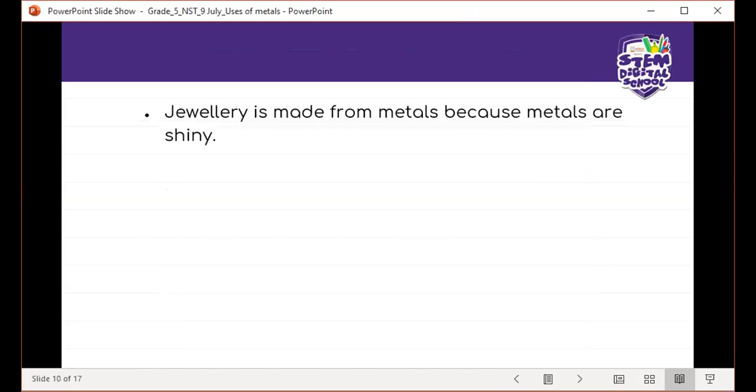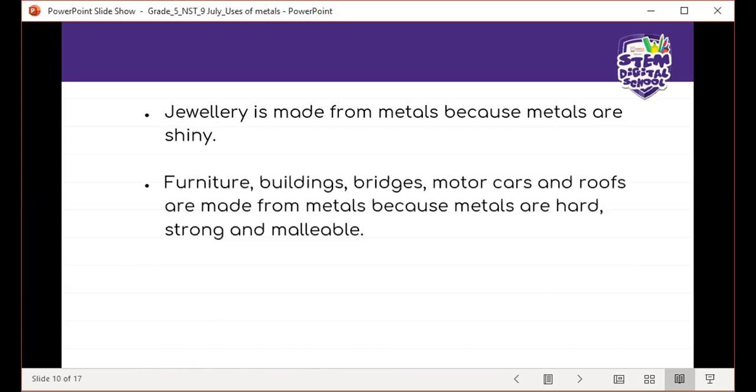Okay, so guys, jewelry is made from metals because metals are shiny, just as I had mentioned in the beginning of the lesson. And then furniture, buildings, bridges, motor cars, and roofs are made from metals because metals are hard, strong, and malleable. So can you guys tell me, what does malleable mean? What does the word malleable mean?